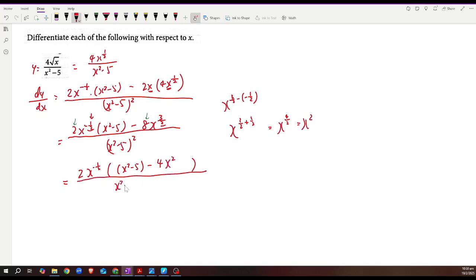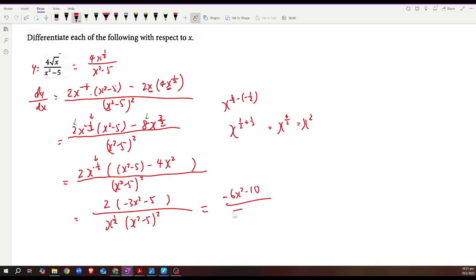Keep the bottom as it is, and then continue simplifying. Since the power of x is negative here, we can bring the term down. So 2 remains on top, x to the power of half goes to the denominator. Then we simplify what we have in the brackets. x squared minus 4x squared, you get negative 3x squared minus 5. Then you have x squared minus 5 squared here. And then expand the top, you will have negative 6x squared minus 10 over square root x times x squared minus 5 squared.